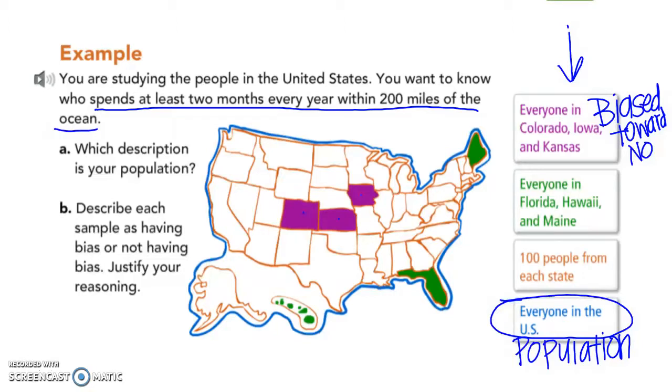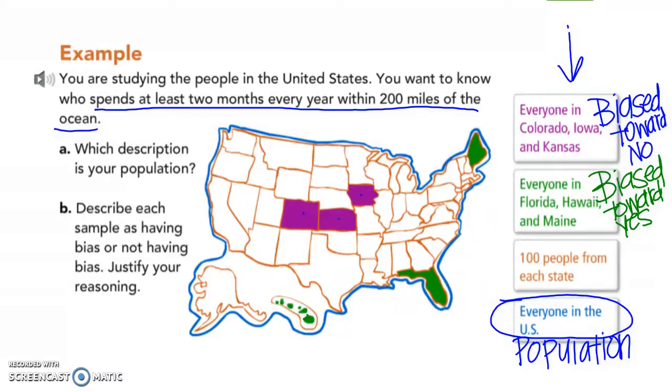All right, what if we interviewed everyone who lives in Florida, Hawaii, and Maine? Is Maine close to the ocean? Yes. Is Florida close to the ocean? Yes. Is Hawaii close to the ocean? Yes. So is this a biased sample? Yeah, this one is biased towards yes. Probably the large majority of the people that live in those 3 states would say, yeah, I spend 2 months of the year at least near the ocean.